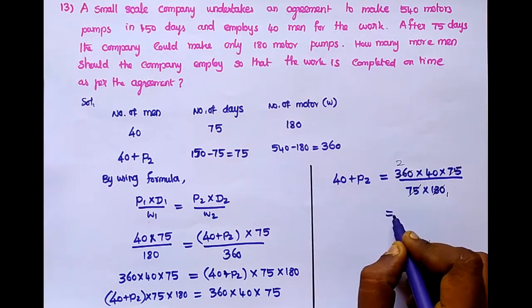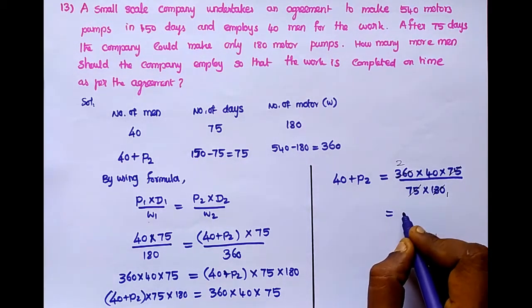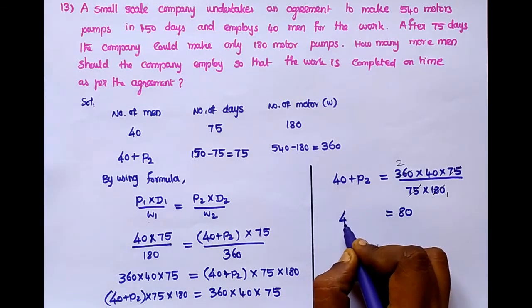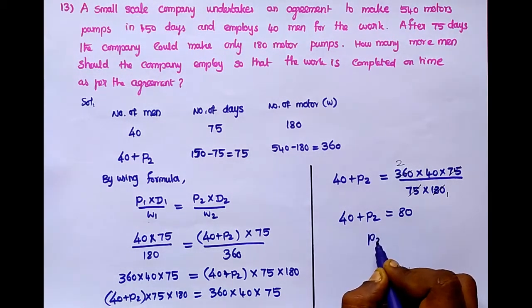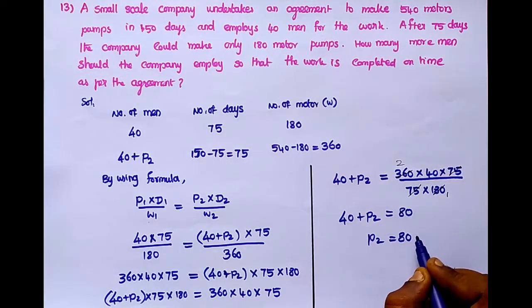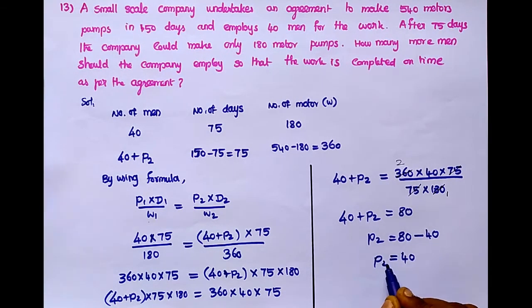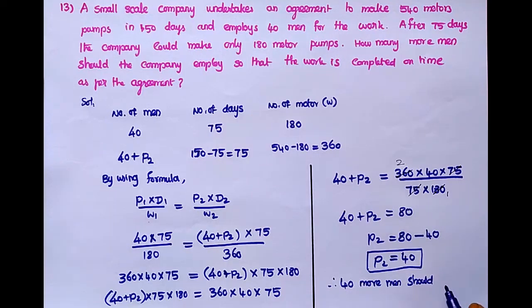Now 2 into 40 is the balance here. 2 into 40 is 80, that is 40 plus P2. Now P2 equals 80, plus 40 brought to this side means minus 40, so 40. Therefore 40 more men should be required. That is the answer.